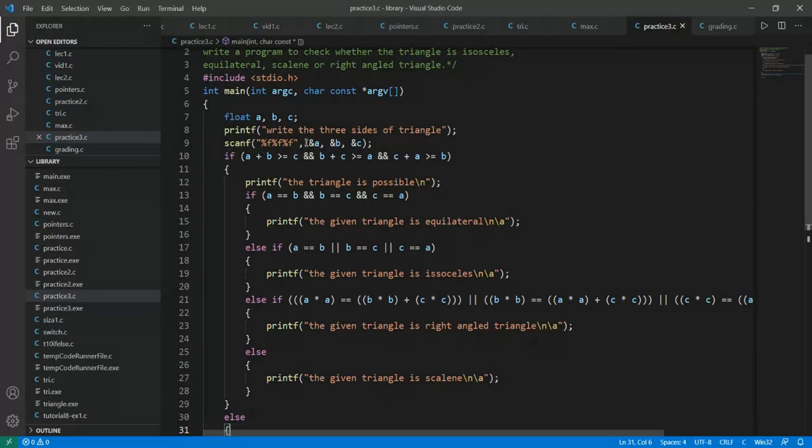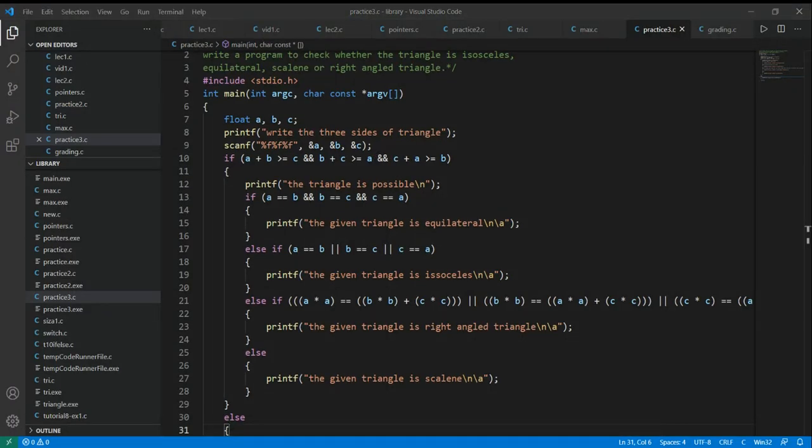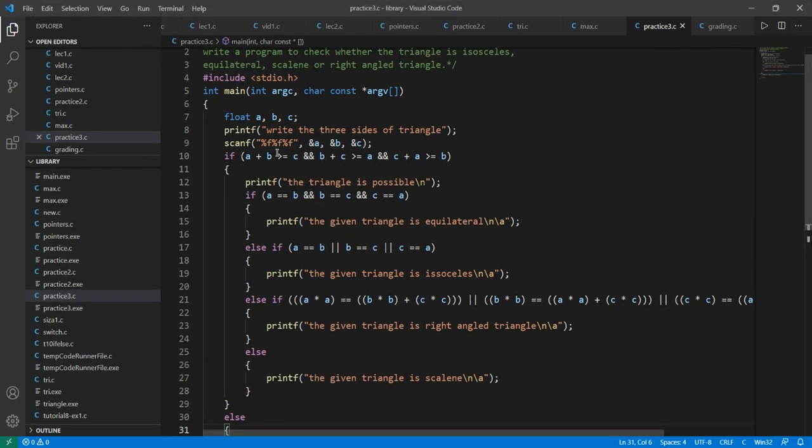Now we know the condition for a triangle: the sum of any two sides must be greater than the third side. So I have applied that condition: a plus b is greater than or equal to c, and b plus c greater than or equal to a, and c plus a greater than or equal to b. But this is not the correct step. The condition is not a plus b greater than or equal to c, it is just a plus b greater than c.